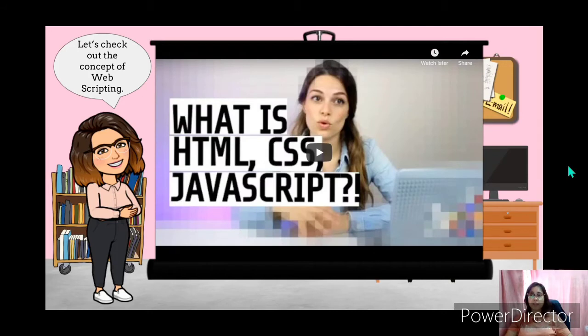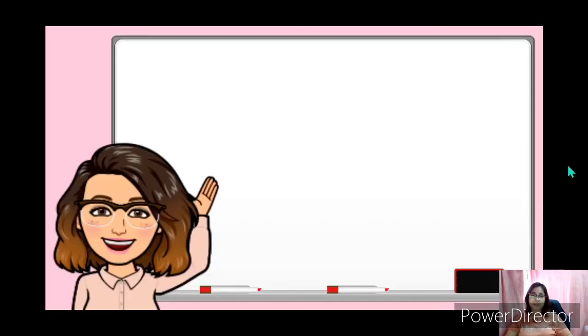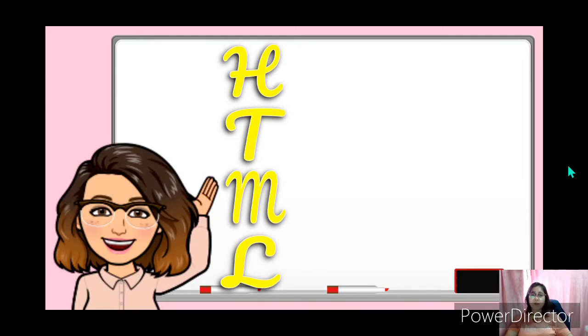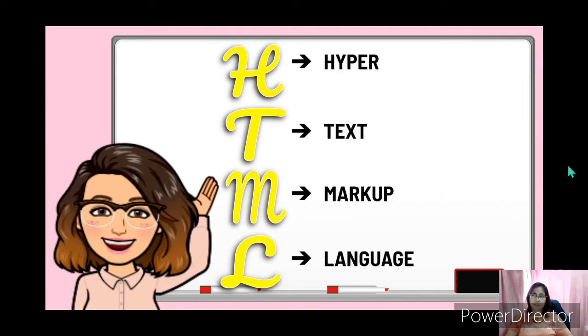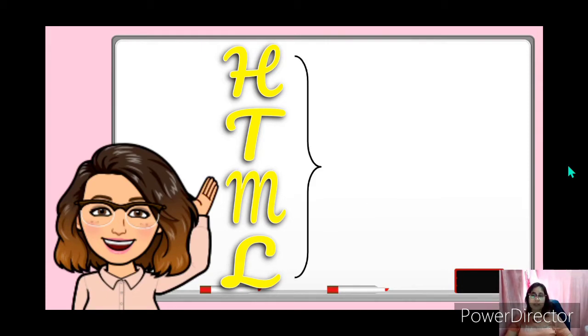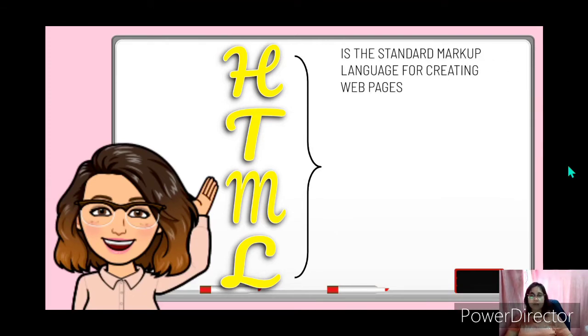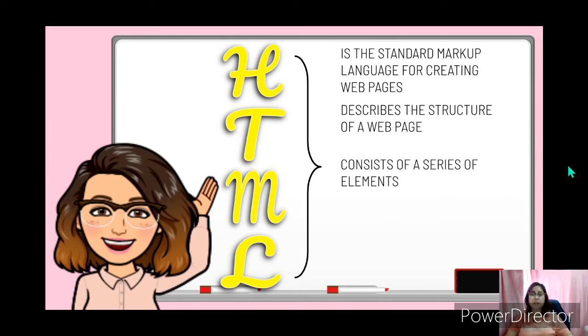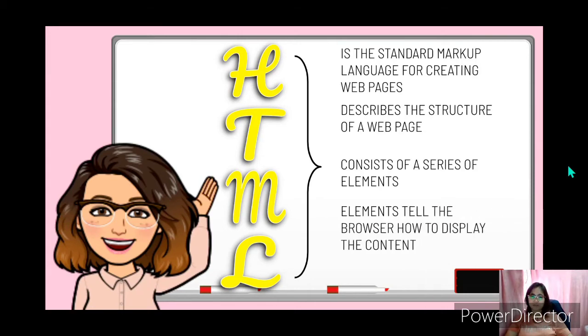Web pages are created by designers using languages like HTML or Hypertext Markup Language. These languages are used to tell browsers how to display your web page. HTML is a standard markup language for creating web pages. It describes the structure of a web page, and it consists of a series of elements. HTML elements tell the browser how to display the content, and it is not case sensitive.